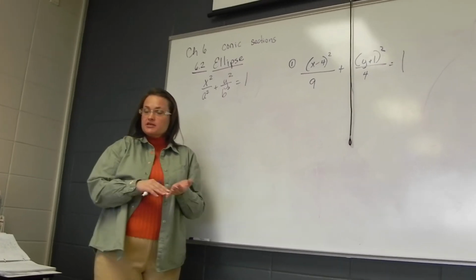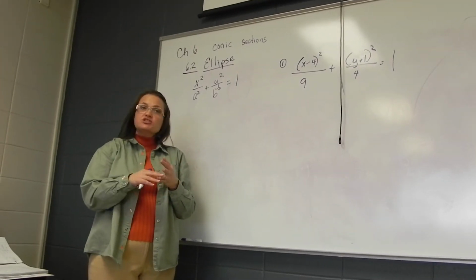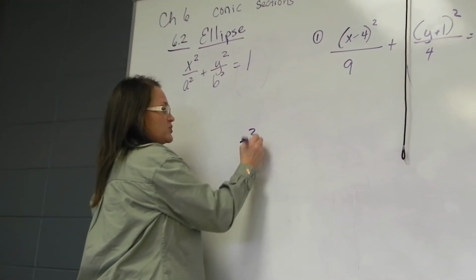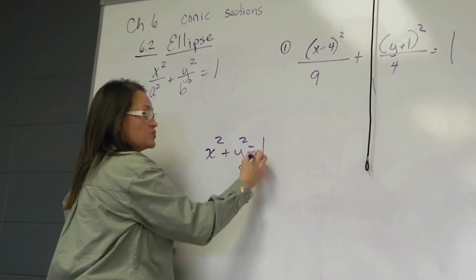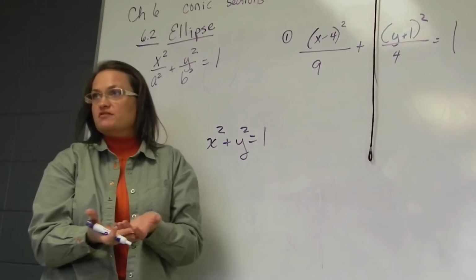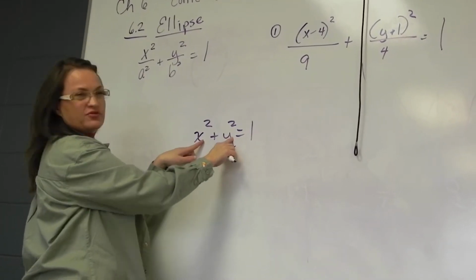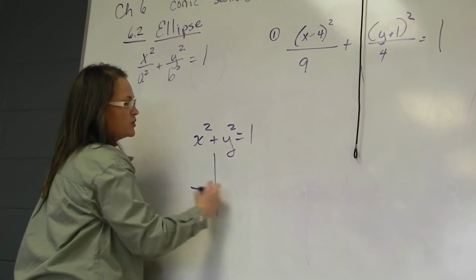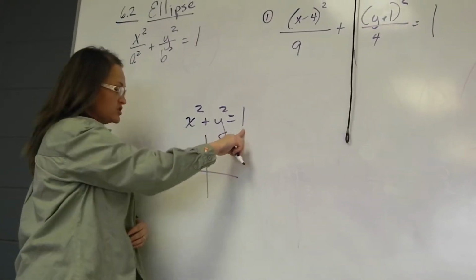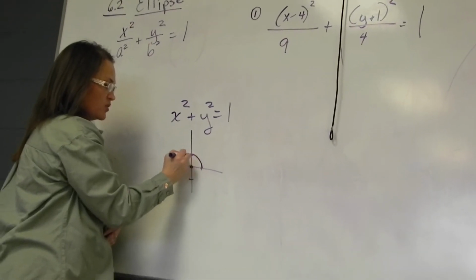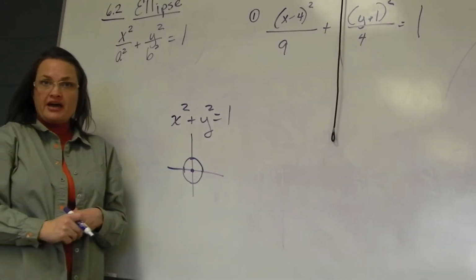The difference in the ellipse and the circle is that the circle has equal coefficients. We've learned that if you have x squared plus y squared equals 1, that would be the most simple form of a circle where the coefficients are the same. It has no offset from the centering. It's at the origin with a radius of the square root of 1, which is 1. So it would be a circle centered at the origin with a radius 1 all the way around like that.